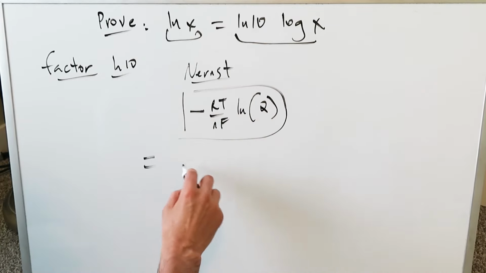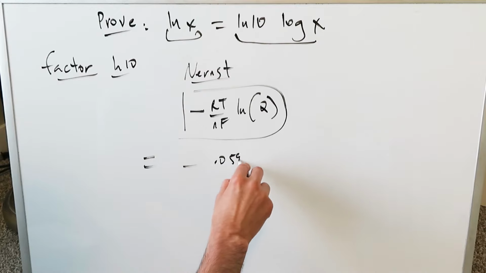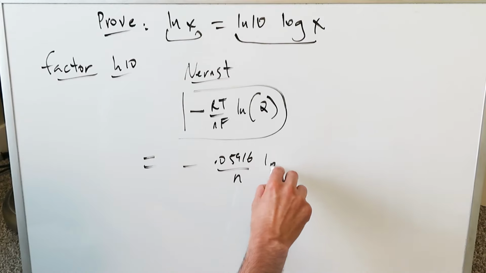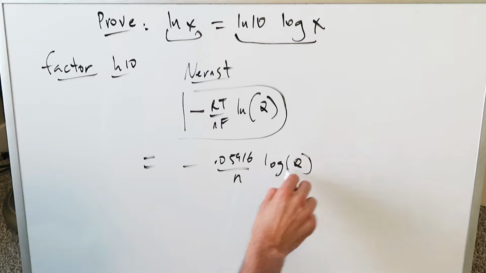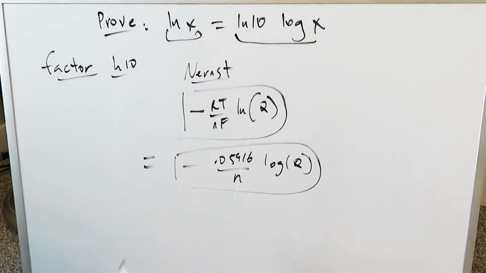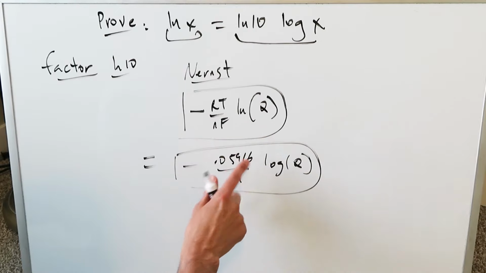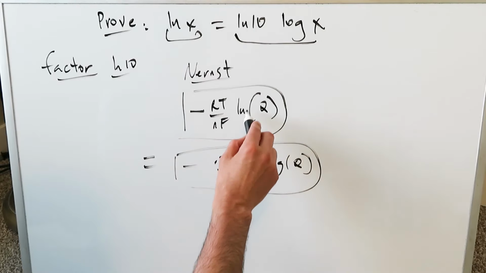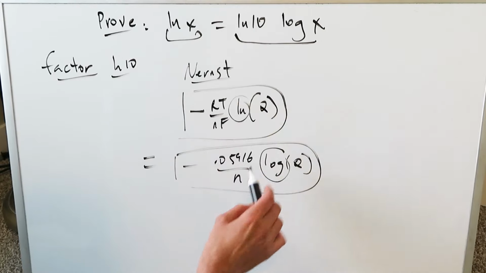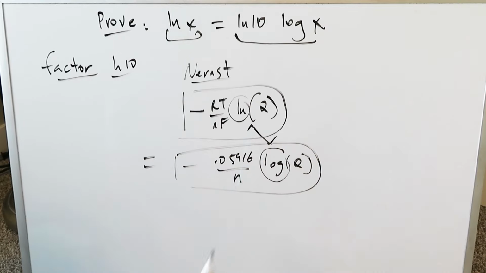This right here is equal to also this: 0.05916 over n, log of Q. And you can see how the difference is between the two. You have RT over nF being converted into this, but this 0.05916 also factors in the difference between the natural log and log. You see the difference over here? That difference very much has to do with that interconversion between the two by means of this natural log 10 factor. We're going to prove this interconversion to be true.